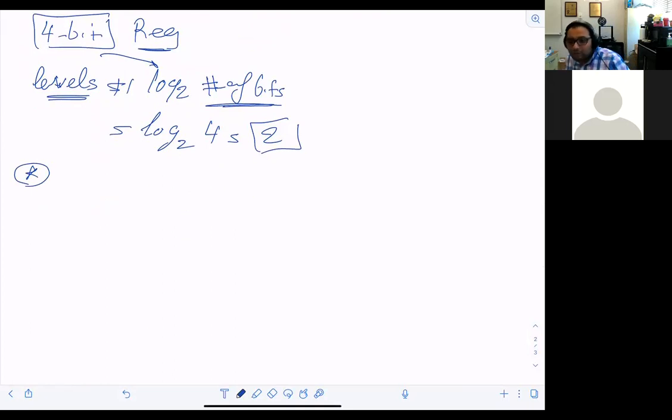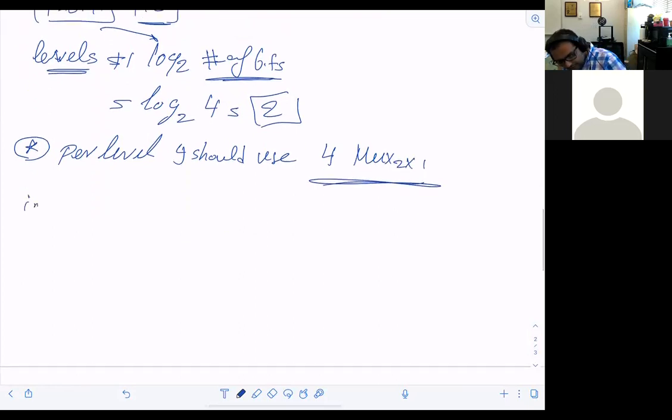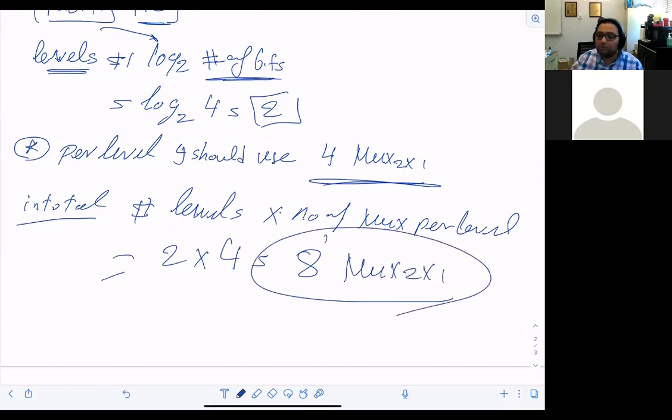Then I know for sure how many multiplexers I will be using. This is actually defined per level. So per level, I should use 4 muxes 2x1. So in total, the number of multiplexers I have is levels times the number of muxes per level, right? So that means I have 2 times 4. So I should use 8 multiplexers of 2x1 to build such a barrel shifter. So far, so good.